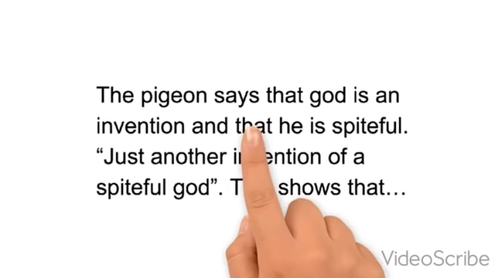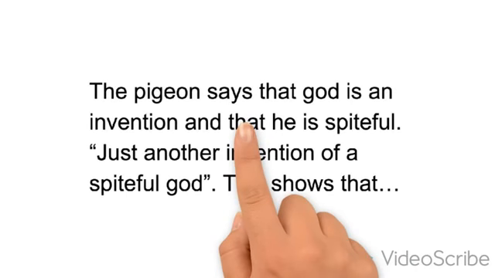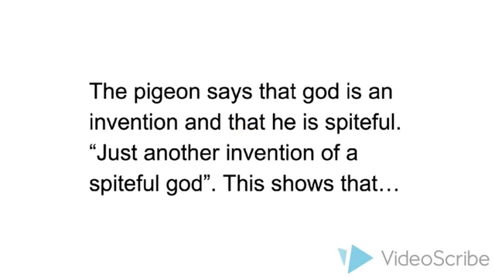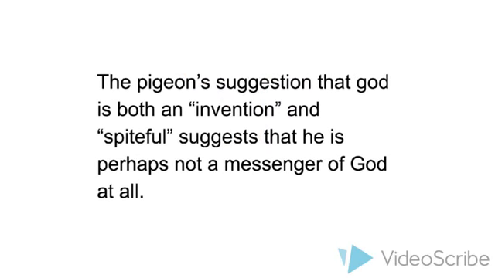If I wanted to take the quotation, "Just another invention of a spiteful God," I wouldn't need to do this. The pigeon says that God is an invention and that he is spiteful. "Just another invention of a spiteful God." This shows that, etc. Instead, I could write, "The pigeon's suggestion that God is both an invention and spiteful suggests that he is perhaps not a messenger of God at all." As you can see, I have used those quotations as part of my sentence and therefore they are embedded.